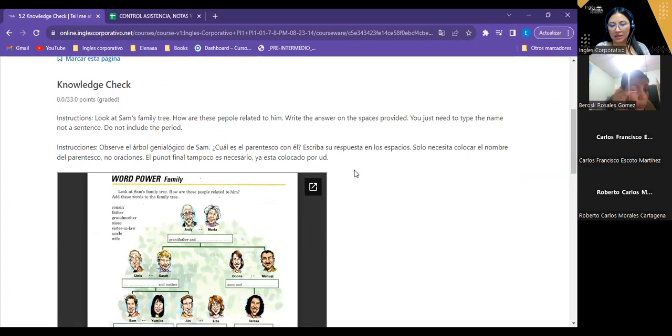Vamos a ver entonces el parentesco. How are these people related to? Vean esta expresión. Related to. ¿Sí? ¿Cuál es el parentesco? La relación familiar que tenemos. How are these people related to me? Related to you. El parentesco con Sam en este caso.